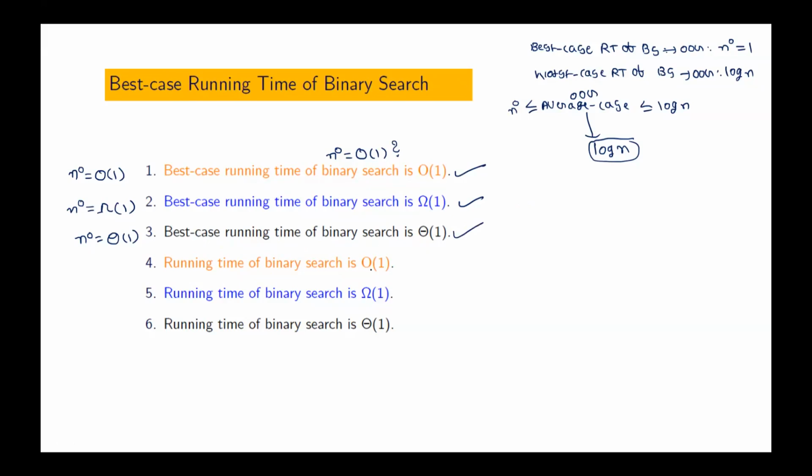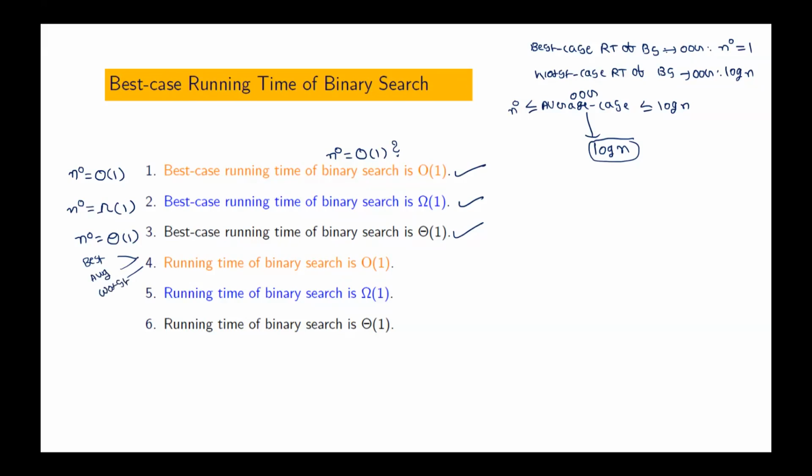Now you tell me, running time of binary search is big O of 1. Is that correct? You should read it as: in the best case it is correct, in the worst case, in the average case. This statement is the same as the best case, average case and worst case running time. If all three are true, then it is true, otherwise it is false. Best case running time of binary search is big O of 1. Is that correct? True.